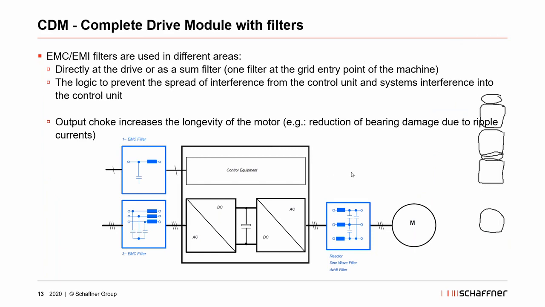Okay, having said this, we are going more into detail where in this complete drive module our filters are used. EMI filters are used in different areas, directly at the drive or as a sum filter. The sum filter will be also explained on the next slide, but you can already take into consideration that the sum filter is used as one filter at the grid entry point of the machine. So you only have one, not directly assembled to the drives in a distributed drive system. If you have more drives than one, it's just at the entry point of the whole machine.